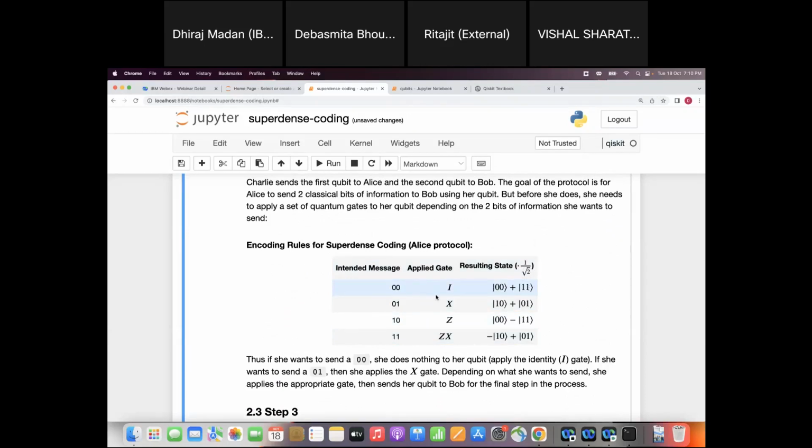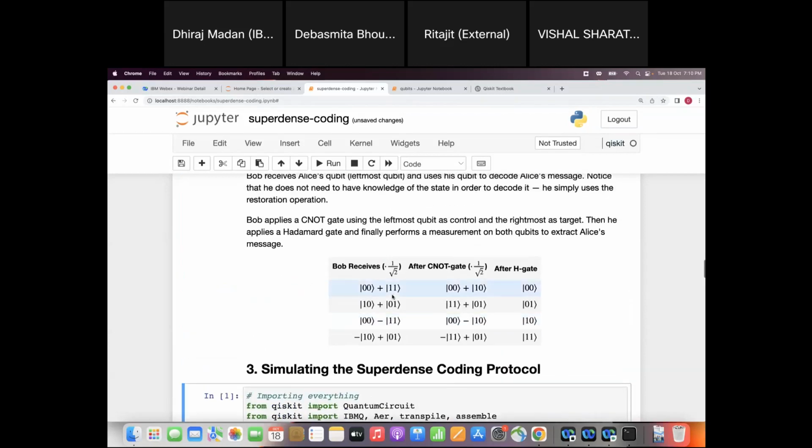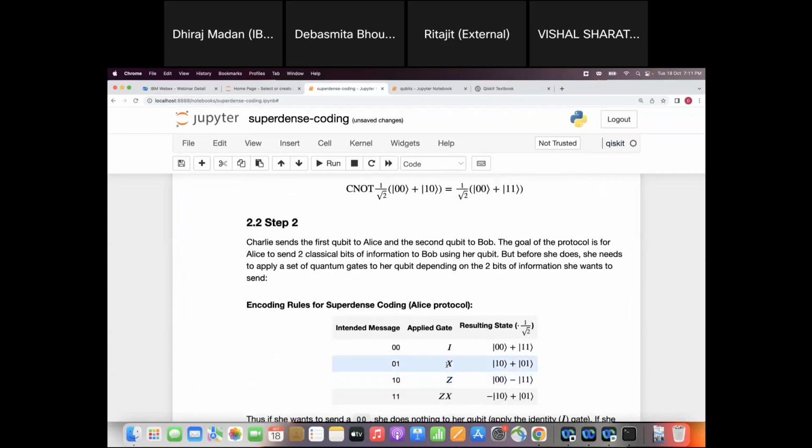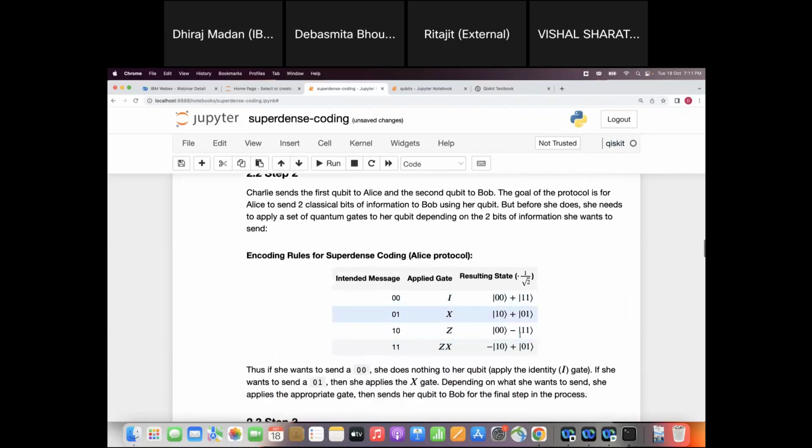If Alice wants to send just 00, she does not apply any operation, which means she kind of applies identity, and she just sends this as it is. So Bob will receive this original EPR pair. If she wants to send 01, then she applies an X gate. If she applies an X to the first qubit of the EPR pair, it will be 1 by root 2 10 plus 1 by root 2 01.